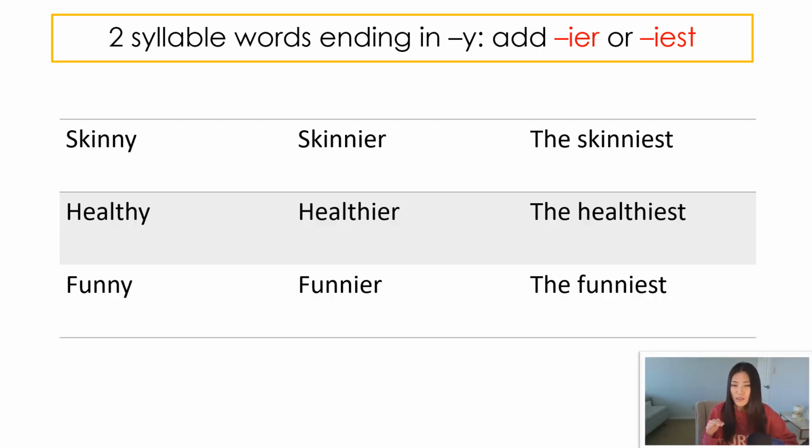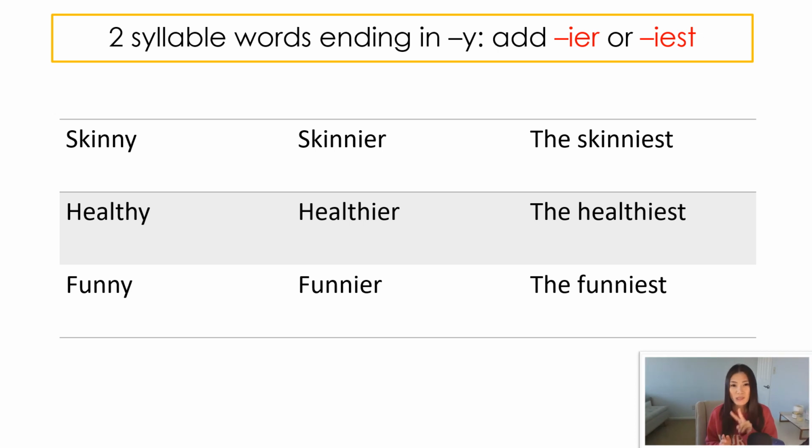For most two-syllable words ending in y, we're going to drop the y and add -ier or -iest. So syllable, if you're unaware, you can look at a syllable as a beat in a word. For example, skinny has two syllables. My name is Christina. In my name, it will be Chris-ti-na. It will be three syllables.